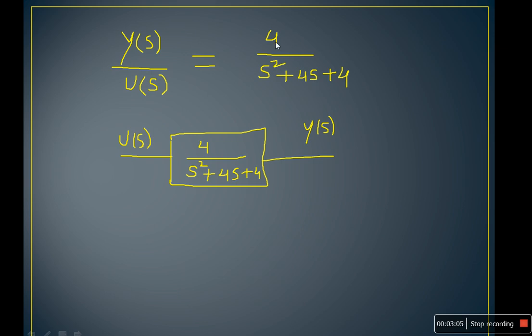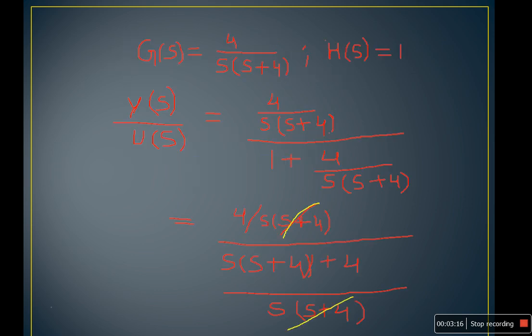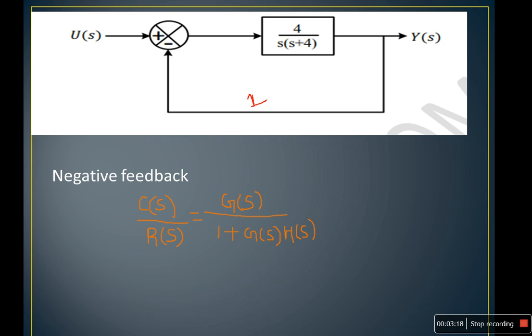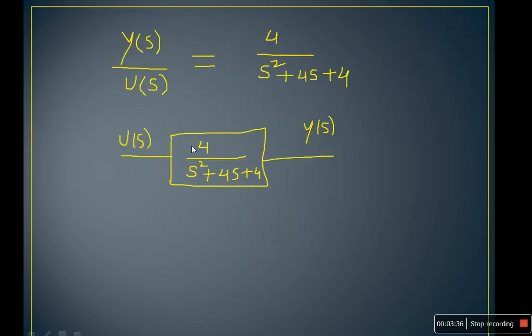So that diagram will be replaced with a single block with the input U(s) and the output Y(s). So we are doing the elimination of feedback path. Here we are having the negative feedback. If you are having the negative feedback, the transfer function is G(s) by 1 plus G(s) into H(s). In place of G(s), we are having 4 by s into (s plus 4). In place of H(s), we are not having any block, so it is considered as 1. After substituting the values, finally we are getting this equation.